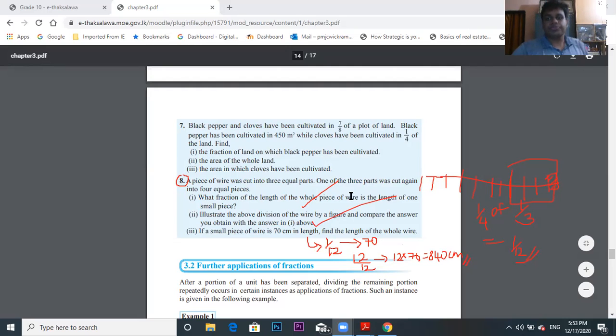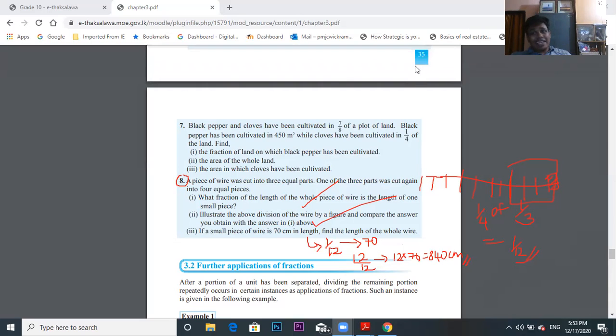Okay, so that's it for that sum, and we move on to the further applications of fractions. Just a small overview: in this session, because we have done the past paper questions very perfectly, we did some questions here.